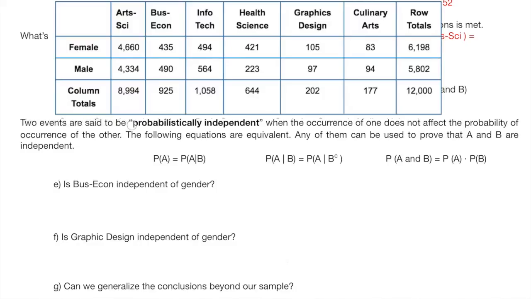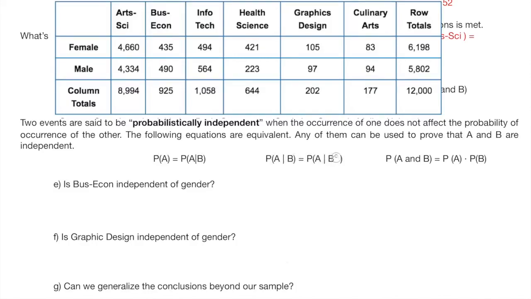Two events are said to be probabilistically independent when the occurrence of one does not affect the probability of occurrence of the other. The following three equations are equivalent. Any of them can be used to prove that A and B are independent. The first equation is probably the easiest to understand. Here we compare a total probability to a conditional probability. This says that the probability of A when we have the guarantee that B occurred is the same as when we don't have the guarantee. So the guarantee of B does not change anything.